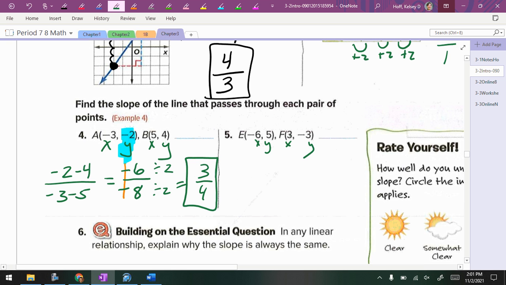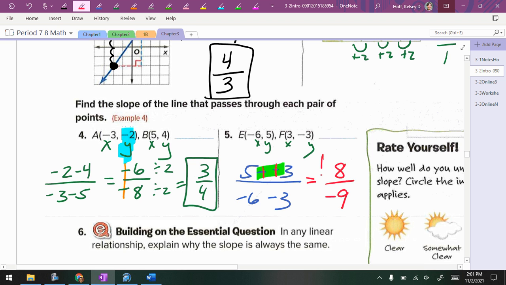Number 5, xy, xy. 5 minus -3 divided by -6 minus 3. How about those two negatives? Yes, they're next to each other, so I'm going to add a positive. I get 8 over -9. Should I slash that negative? Why not? There's only one of them. This technically is the correct answer.